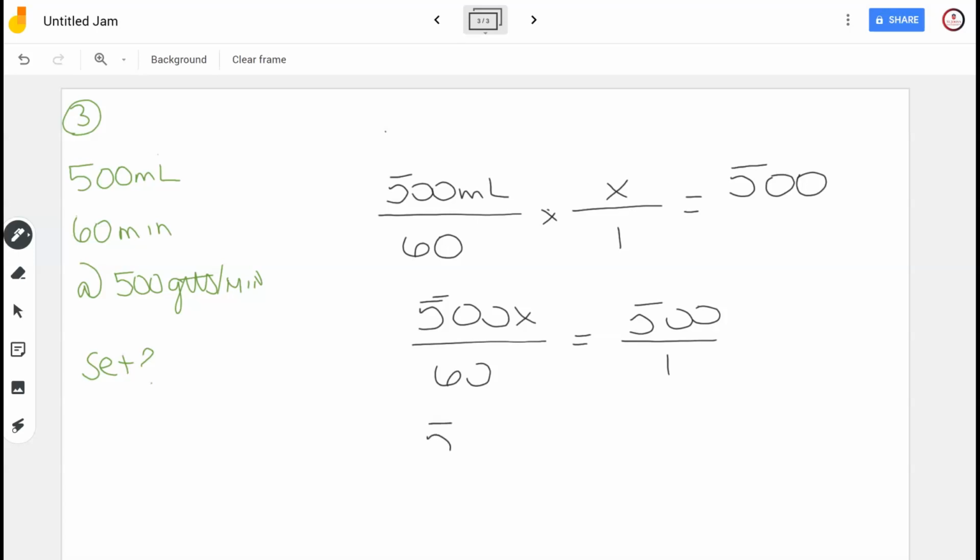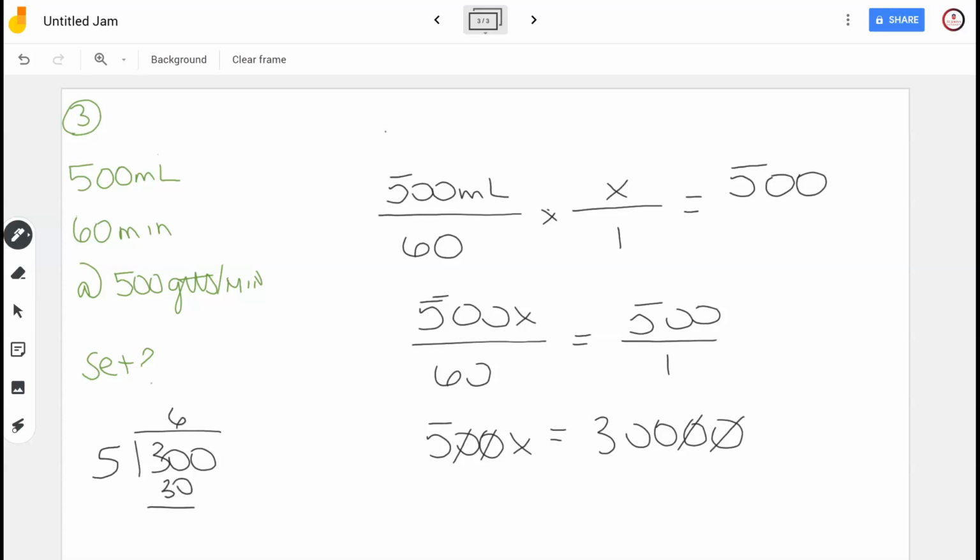Cross multiply. 500X equals 30,000. You can get rid of some of your zeros on both sides. So it becomes 300 divided by 5. Goes in 6 times. So X, your drip rate, or your drop set, is 60.